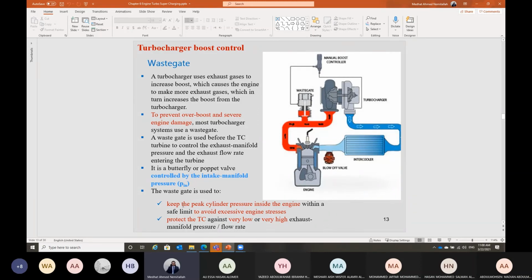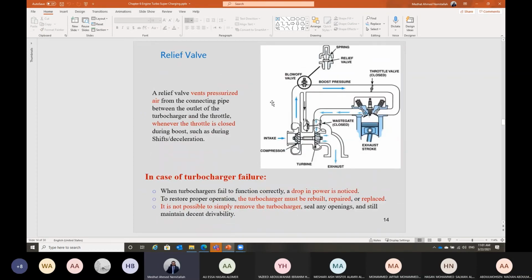So the use of the wastegate is to keep the cylinder pressure inside the engine at a given safe limit to avoid excessive engine stresses and excessive engine power, and it also protects the turbocharger under very low or very high exhaust manifold pressure, or exhaust manifold flow rate. So the main idea of the wastegate, guys, is that we can bypass some of the exhaust gases under higher intake manifold pressure in order to avoid overboosting of the engine power. Okay, this is the wastegate. We have another control method for the turbocharger.